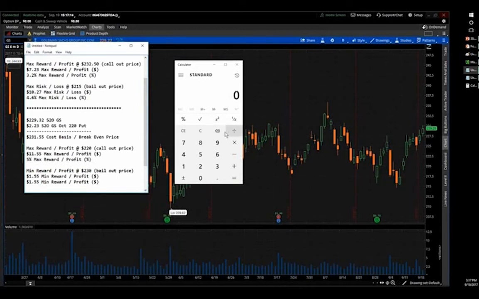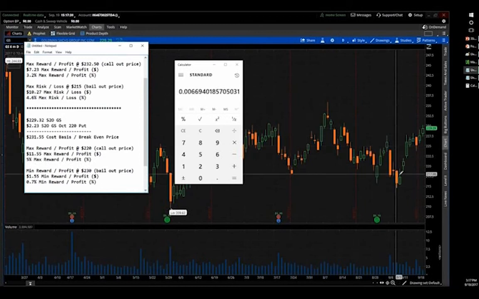There we go. $1.55 divided by 231.55 gives me about 0.7% profit. So my min reward on this particular trade would be 0.7%. My max would be 5%.